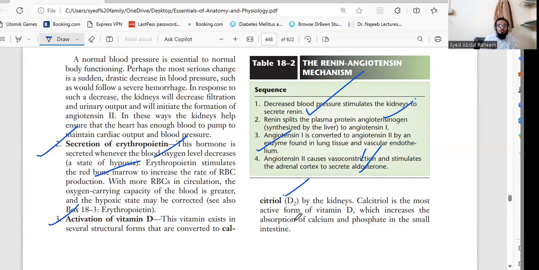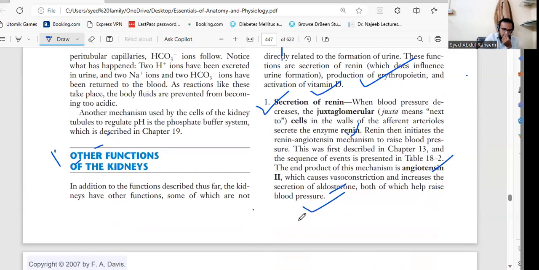Calcitriol is also a vitamin. It will convert the fatty substance into calcitriol. Calcitriol is the active form of vitamin D. Okay, it is the active form, from vitamin D3 to calcitriol. Calcitriol is responsible for the absorption of calcium and phosphate in the small intestine. So we are eating calcium, we are eating phosphate, but we need calcitriol, we need vitamin D3, for the absorption of calcium.